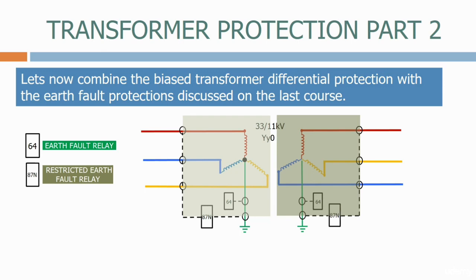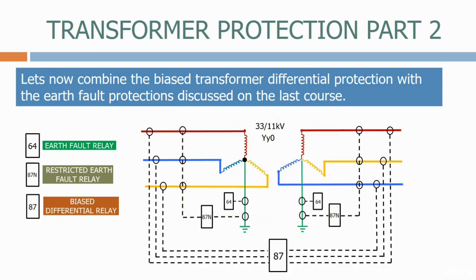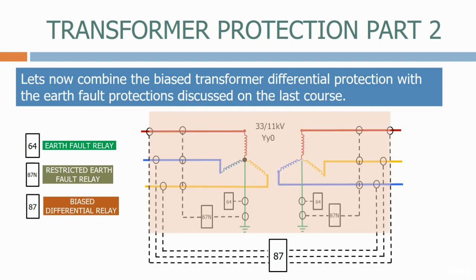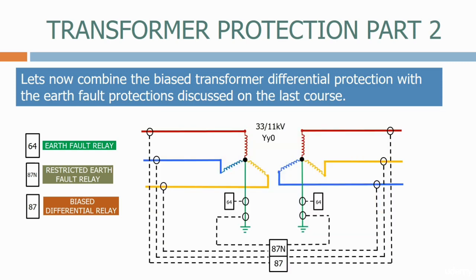Finally, let's add our differential protection to protect the whole transformer. The differential relay will form a protection zone covering the whole area in between the primary and secondary CTs. We've now fully protected the transformer. Most modern transformer protection relays contain both the differential and restricted earth fault protections. When we utilize this type of relay, we simply feed all of the phase and neutral CT connections into the relay.